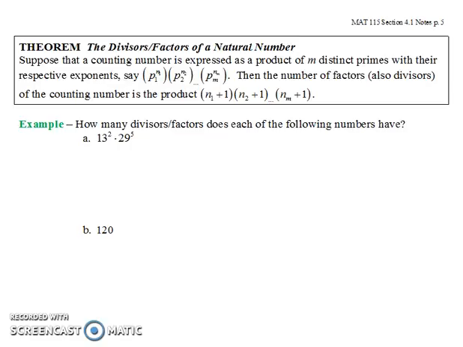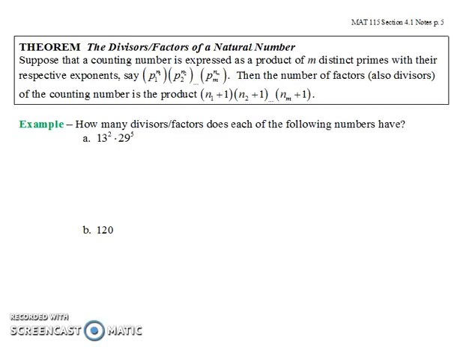Let's say prime number 1 raised to the nth power, prime number 2 raised to another nth power, up to the last prime number raised to some other power. Then you just take all those powers, add 1 to them, and that tells you how many different divisors there are. Just like there were 9 in 2 squared times 3 squared.